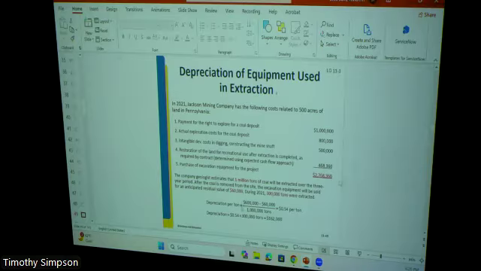The cost here is $600,000, and $60,000 is the residual. So it's going to be 540 over a million tons. Remember, that was the extractable estimate going into it at the beginning. So 540,000 divided by a million tons is 54 cents per ton. And in this case, we did 300,000 tons in that year.